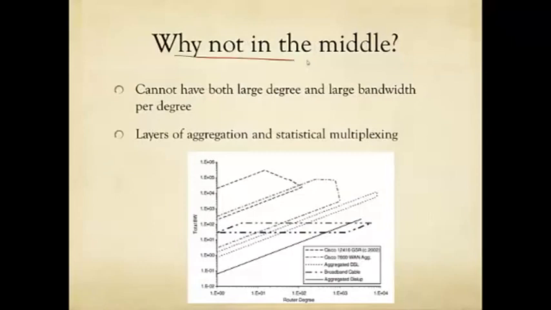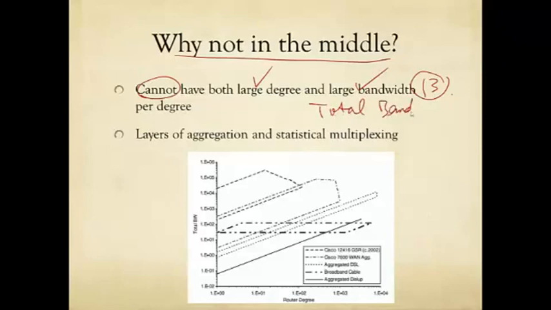So you may wonder, why not in the middle? And the clear answer is the following: because you cannot have both a large degree, many interfaces on the router, and a large bandwidth per degree, a high speed supported on each interface. Later in chapter 13, we'll look at a little bit of router architecture, and we'll see that there is a constraint of total processing bandwidth. How many packets per second this router can actually process.